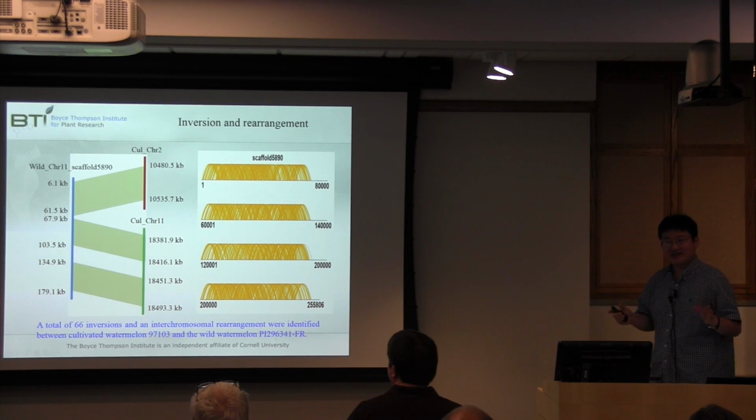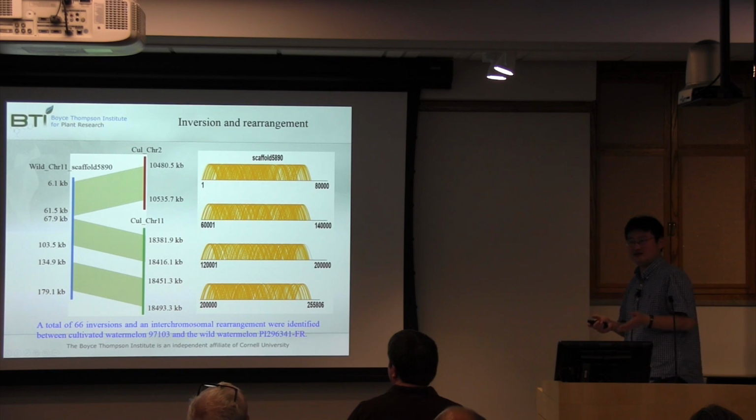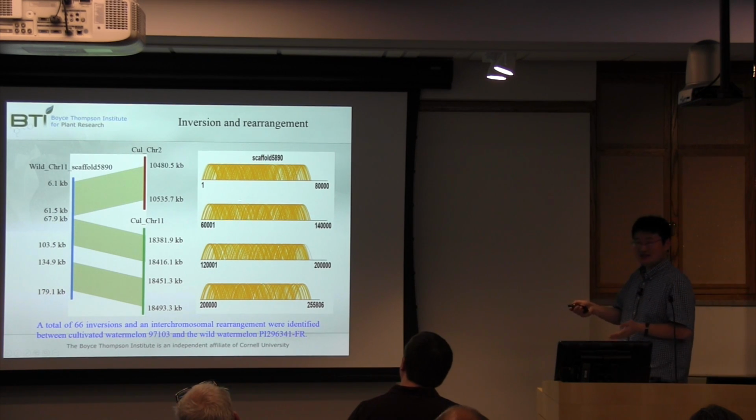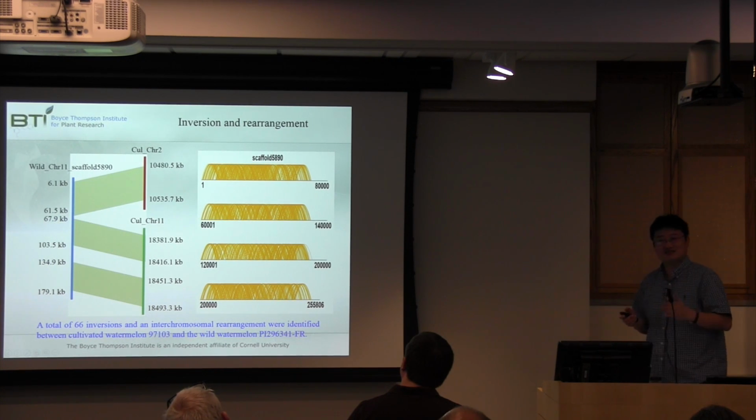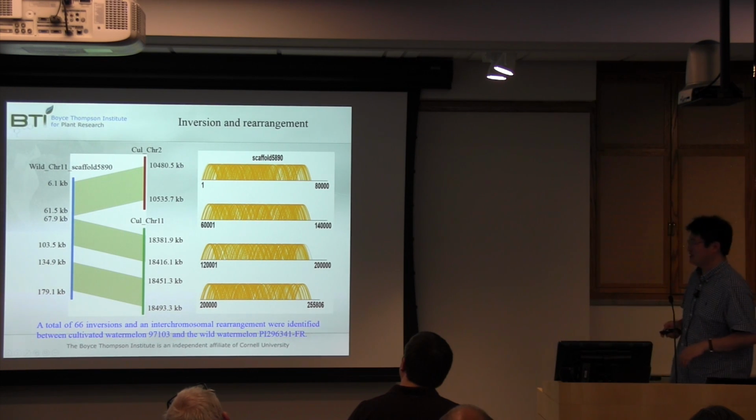We did several checks to make sure it's not an assembly error. We used the paired-end reads or mate-pair reads to confirm it is a real interchromosomal rearrangement. But the implication of this rearrangement for watermelon qualities or phenotypes, we don't know yet. It remains unknown.